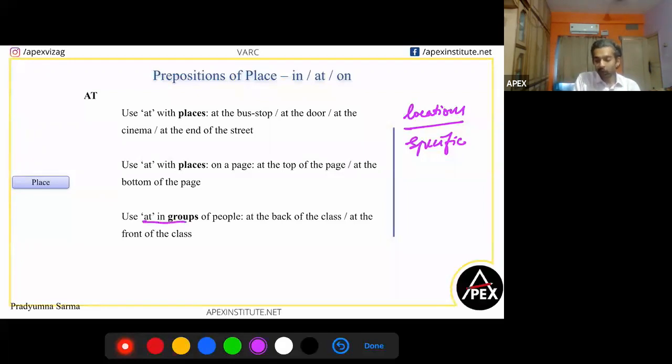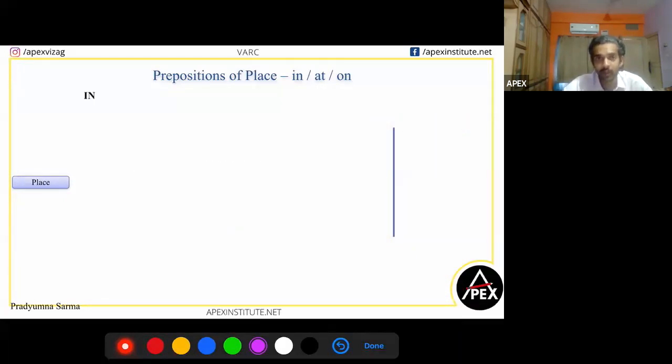Now you can also use at when you are in groups of people. For example, where are you now? Where are all of you now? We are at the concert. We are at the party. Okay, we are at the back of the class. You can use all this.